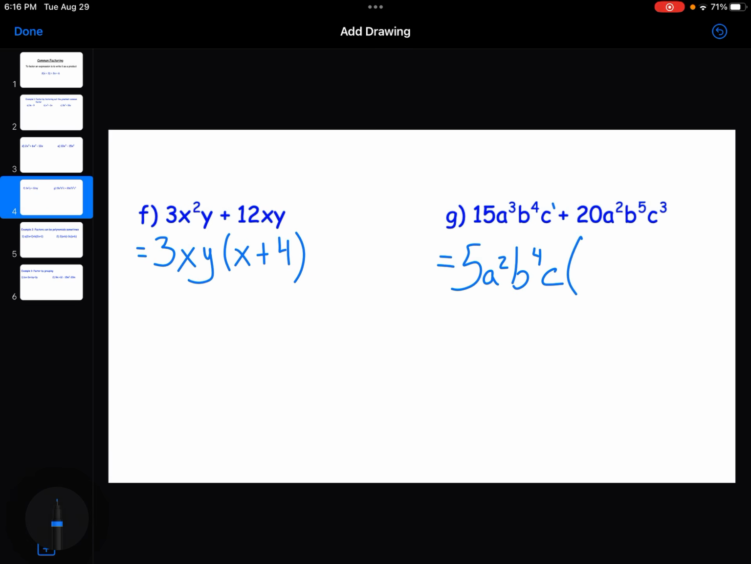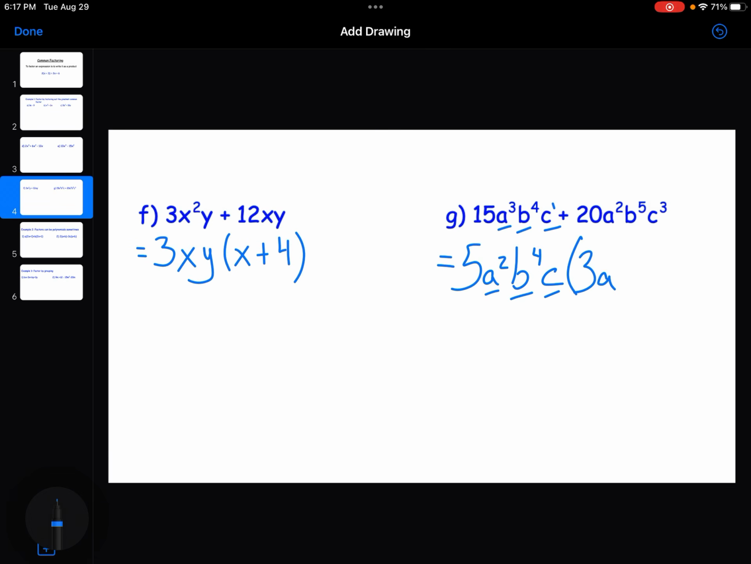Now I'm going to start my bracket. 3 times 5 gives me 15, so I'm going to put my 3 in. I've got 2 a's here. I need to have 3 a's in total, so I'm going to put in a. I've got 4 b's, so I'm all done with my b's because there was 4 here. I've got 1 c, and I've got 1 c, so I'm all done with that.